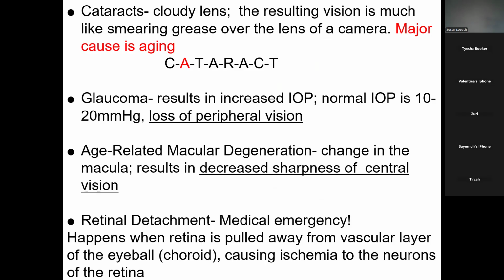Glaucoma, that is from intraocular pressure being increased. They lose that peripheral vision. Age-related macular degeneration, we're going to talk about these a little bit more. Here you have changes in the macula, and that results in a decrease in the sharpness of your central vision. And then retinal detachment, which is a medical emergency. The retina is pulled away from the layer of the eyeball, and that causes ischemia to the neurons of the retina.